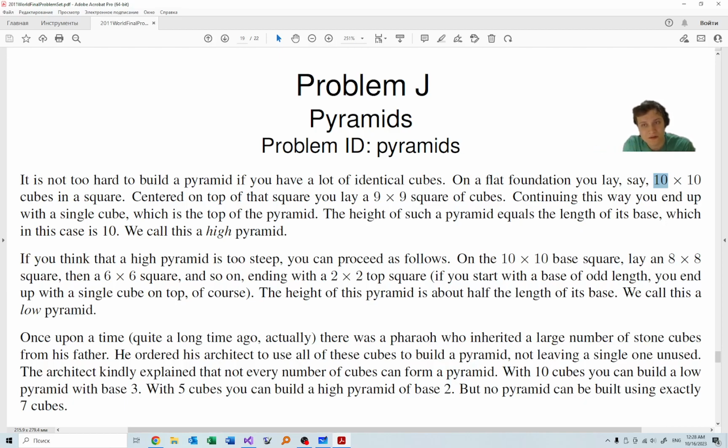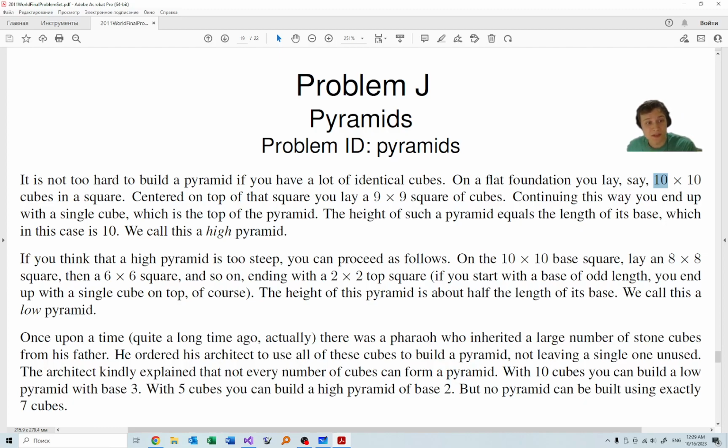So you can choose, for example, a pyramid consisting of 5 cubes, which is 2 by 2 in the foundation, and on top of that is 1 by 1. But you cannot have a single 1 by 1. Also note that a high pyramid always ends with a 1 by 1 square. It cannot stop in the middle.